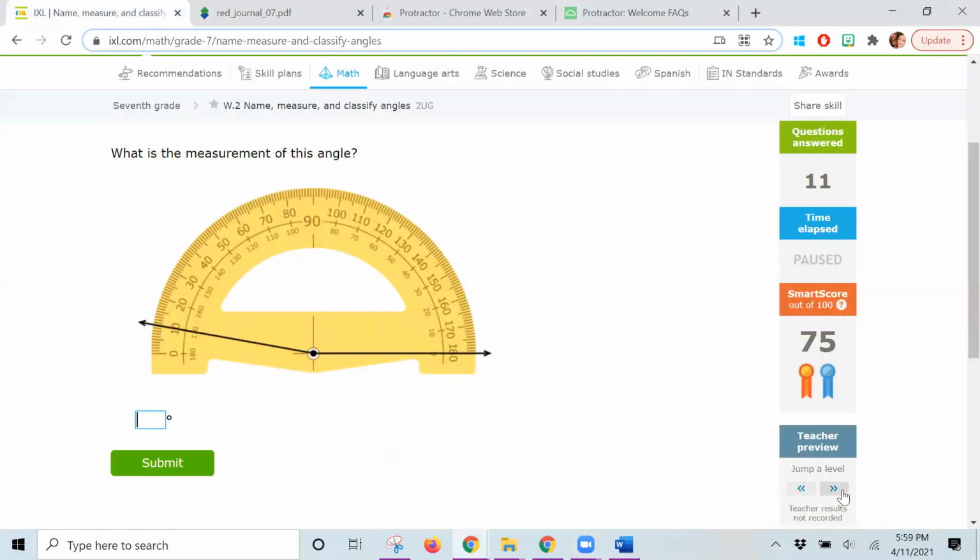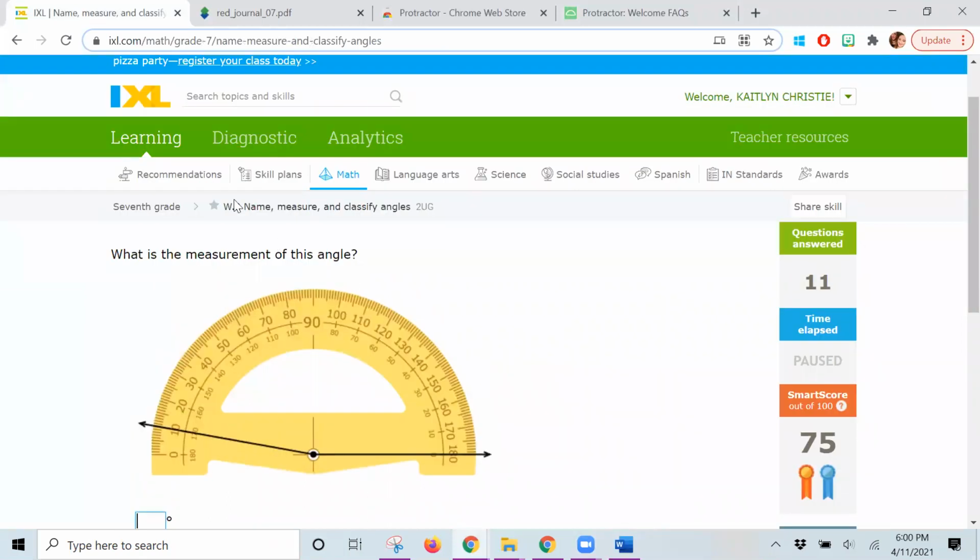You're going to have to get this IXL up to 100 SMART score. So this is going to go all the way up to 100. And that's because you don't even get these questions with measurement of the angle until 70s. So this IXL covers naming angles, measuring angles, and classifying angles, which is the three things that we're covering today. So I'm only going to be giving you this one IXL, but you do have to get it up to a SMART score of 100.